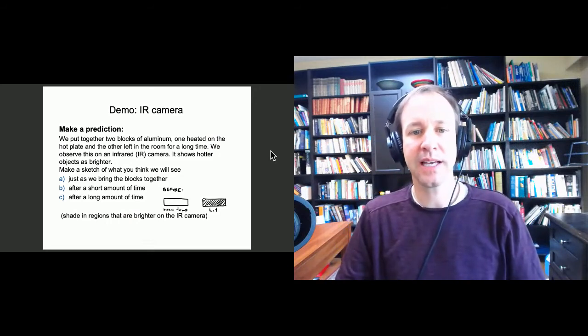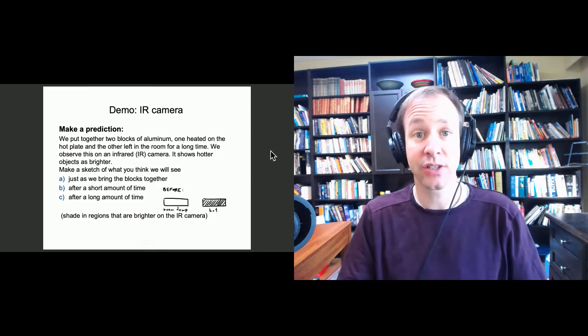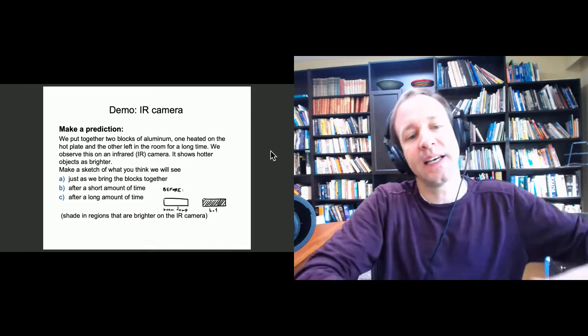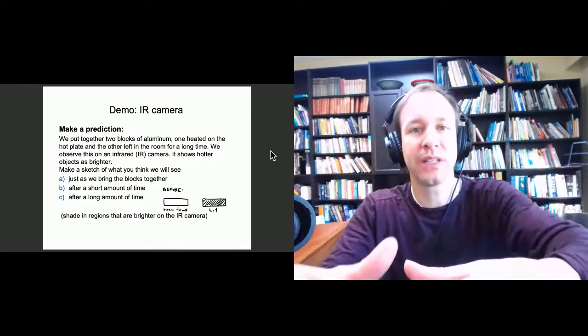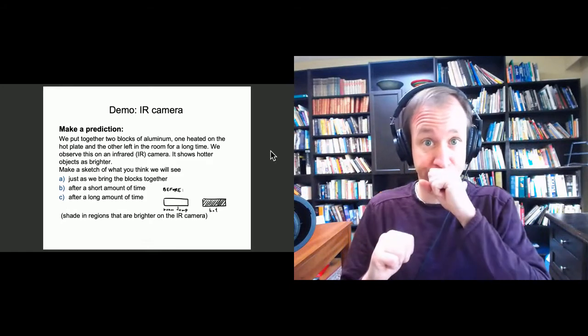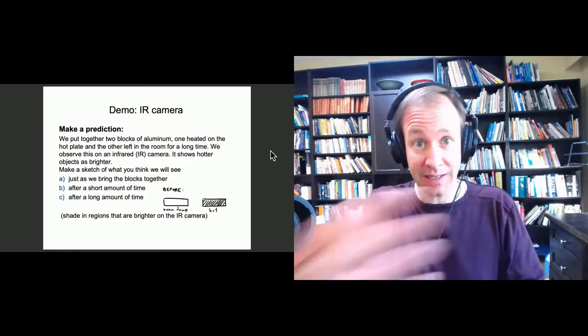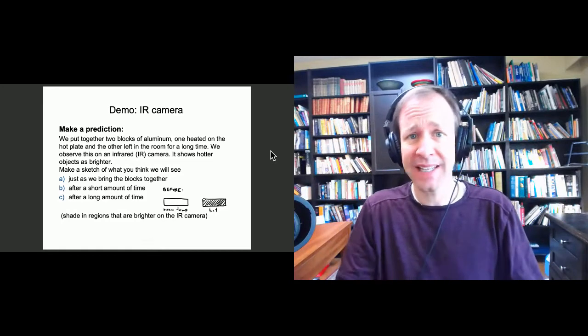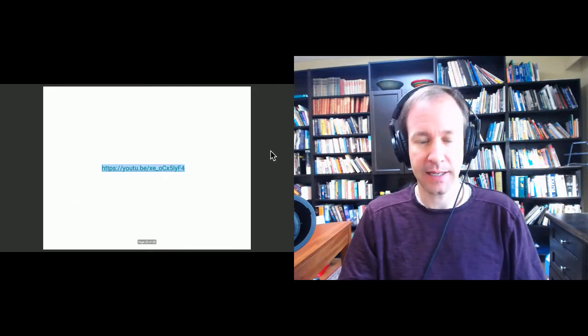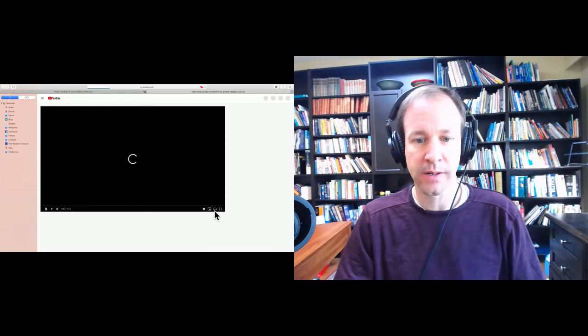And so I want you to take a moment to make a prediction, maybe actually make a sketch of what you think will happen. Let's say draw one picture right when you put the first hot block onto the cooler block. What does it look like in infrared? Then what does it look like a few moments later? And then what does it look like after a long time? Okay. And so then we're going to watch this demo. Okay, so here we go.